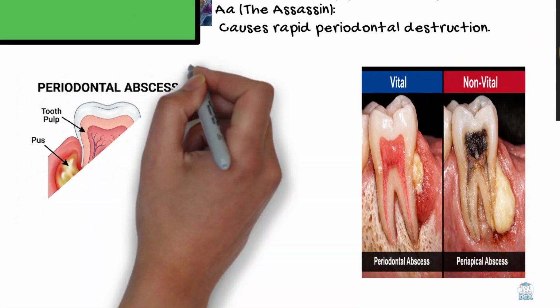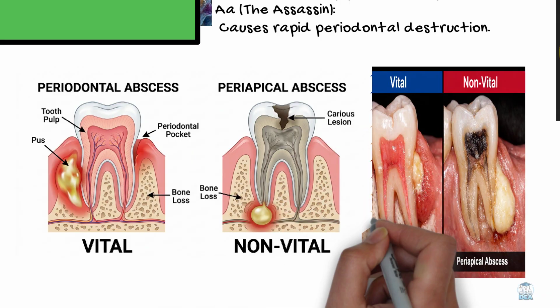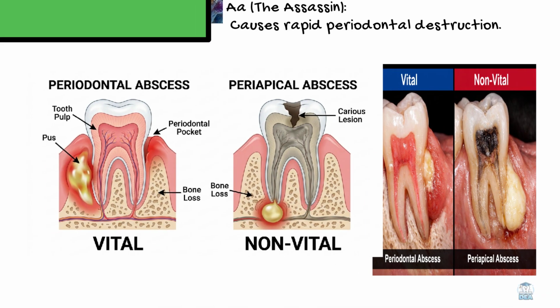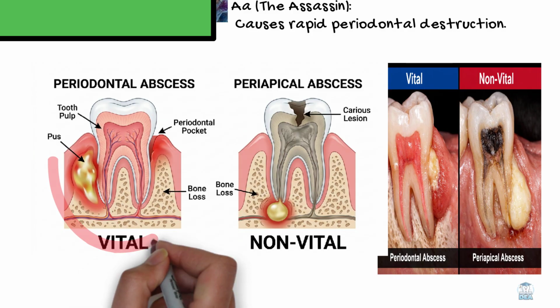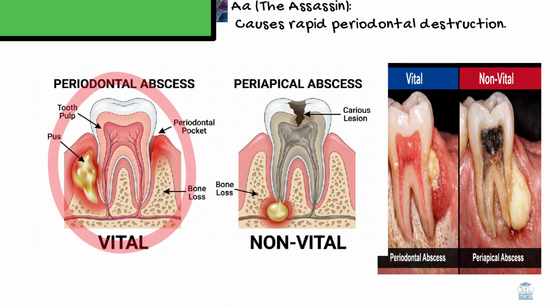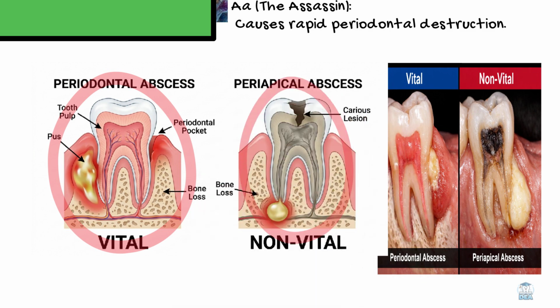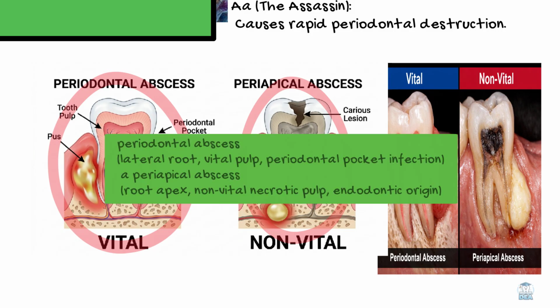For abscesses, remember the alive sidekick versus dead bottom up. A periodontal abscess tooth is alive, vital, and hurts when you push from the side, lateral. A periapical abscess tooth is dead, non-vital, and hurts when tapped from the bottom up, vertical. A live side, dead bottom.